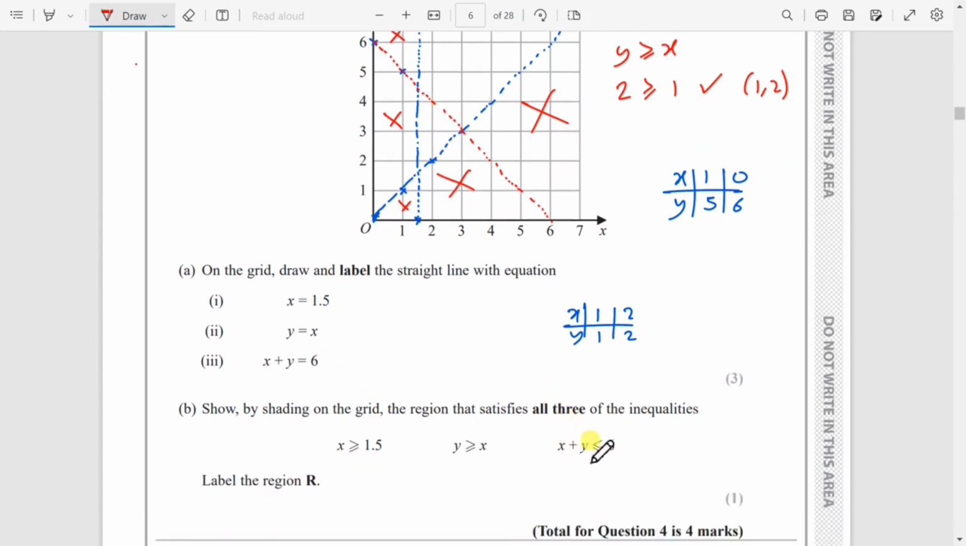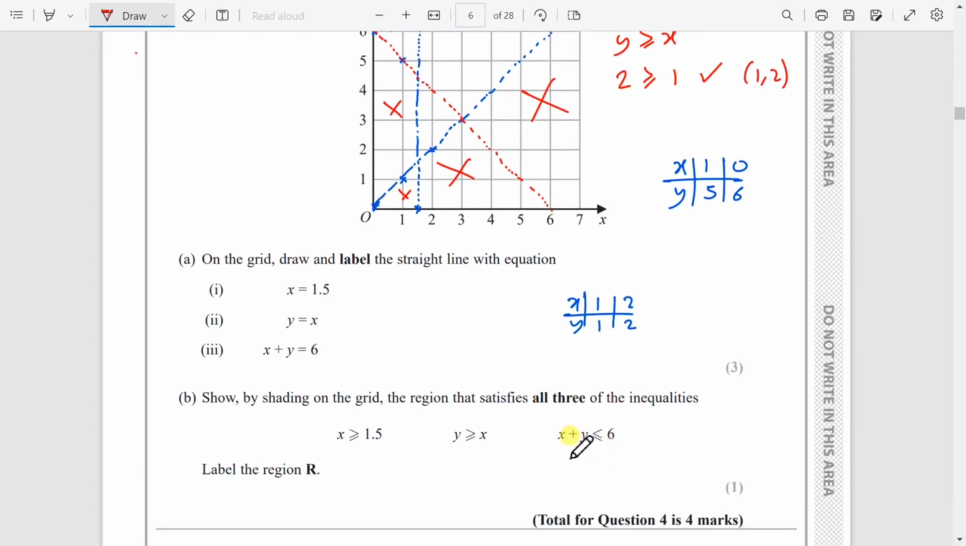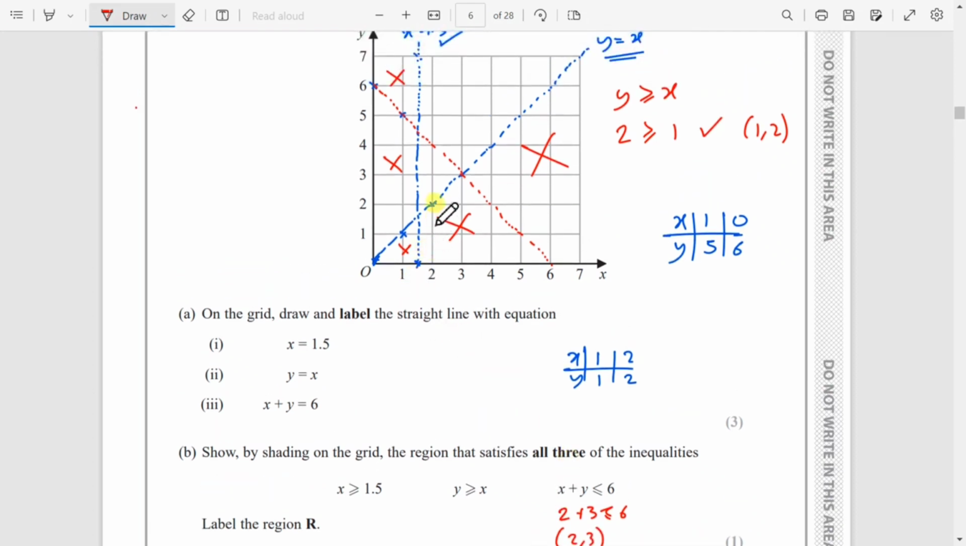Now, x plus y is less than or equal to 6. Same thing applies, yeah? So we just need to pick something that's true. So, for example, we can say 2 plus 3 is less than or equal to 6. That's true because 5 is less than 6. So we can pick that coordinate, 2 and 3. So where's 2, 3? 2, 3 is here. So this region is true.